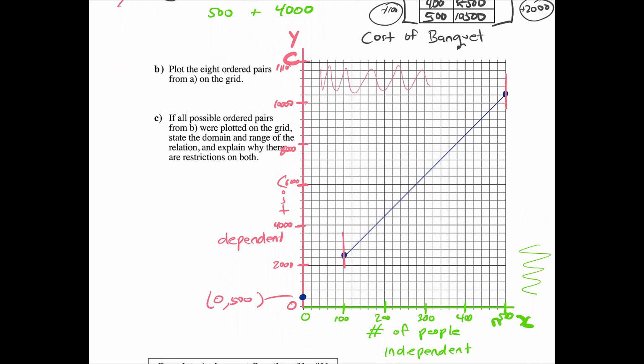So it's going to have X values between here, and it's going to have Y values between here and there. Okay, now it tells us to plot all the other points, and they should just fall directly on this line.